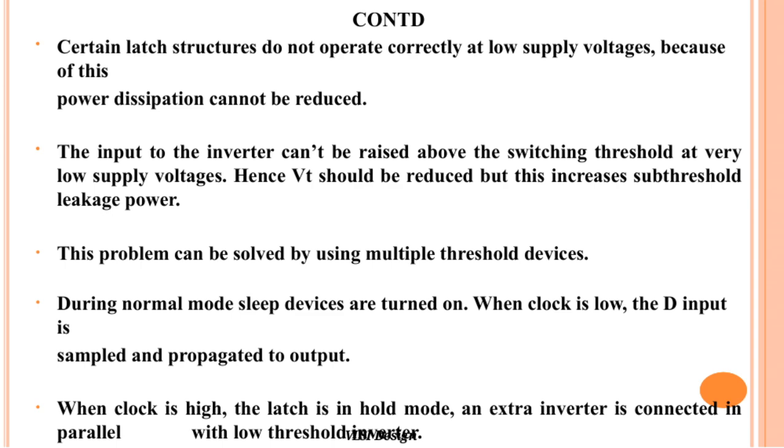During normal operation or sleep mode, the sleep devices are turned on. When the clock signal is low, the data input is sampled and sent through to the output. On the other hand, when the clock is high, the latch enters hold mode. To support this, an extra inverter is connected in parallel with the low threshold inverter, helping maintain the latch's stable operation during hold mode. This approach allows better control of power dissipation while ensuring reliable functionality at varying supply voltages.